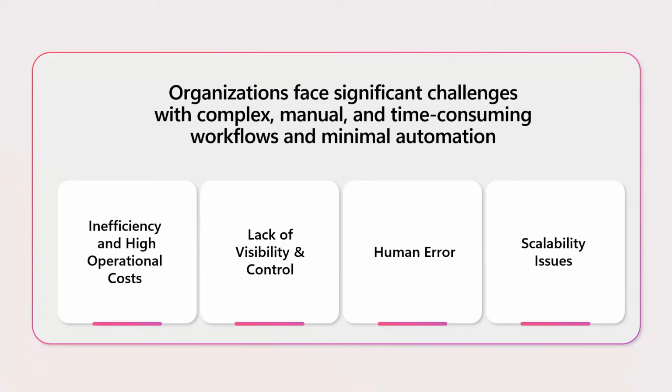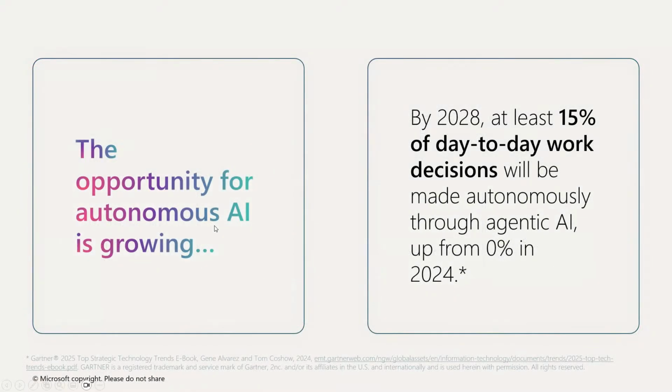So manual data entry or other repetitive tasks are prone to errors, which can lead to significant issues down the line. Lack of visibility and control. So lack of effective monitoring and management of processes, and scalability issues, because as organizations grow, manual processes can become bottlenecks. So that's why today the opportunity for autonomous AI is really growing, and by 2028 we expect that at least 50% of day-to-day work decisions will be made autonomously through agentic AI.